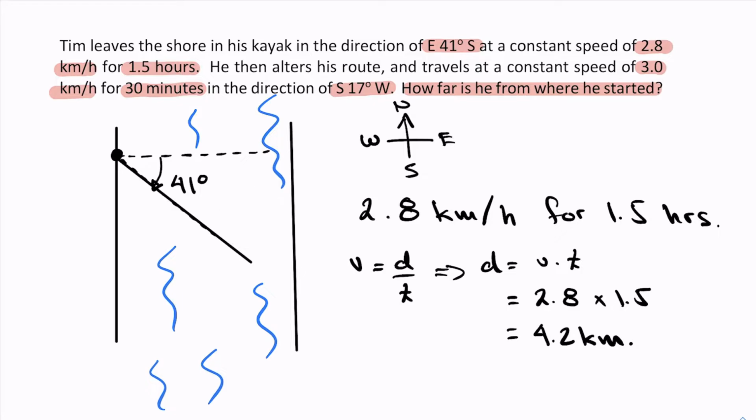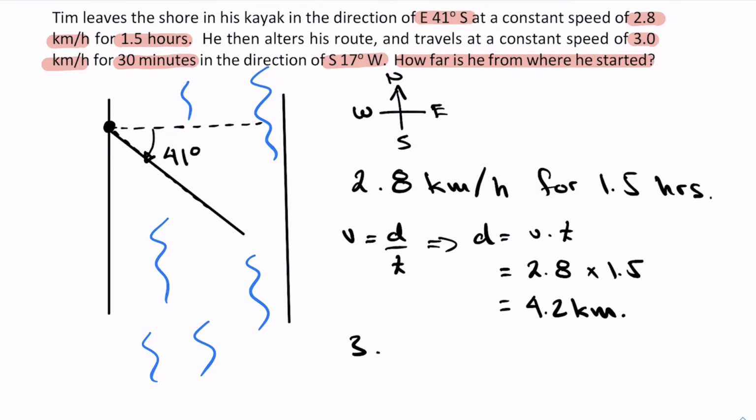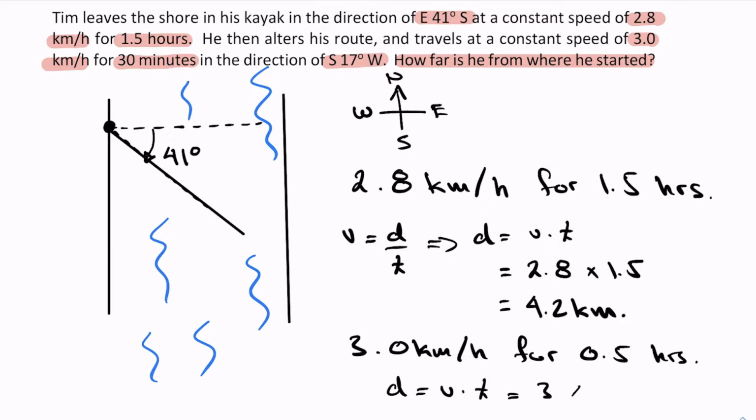He then alters his route, so I'm going back to the reading here, and travels at a constant speed of 3 kilometers per hour for 30 minutes. So the second leg of his journey is 3.0 kilometers per hour for 0.5 hours. And in this case, his distance is equal to v times t, or 3 times 0.5, which is 1.5 kilometers.